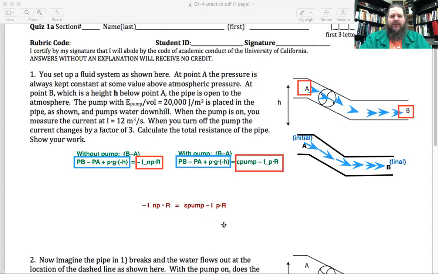And what are we trying to solve for here? What's our only unknown left? Yeah, we should be able to isolate R here. And let's go ahead and fill in some values. For instance, we know the current with the pump is 12 cubic meters per second. And we know the energy density of the pump is 20,000 joules per cubic meter.